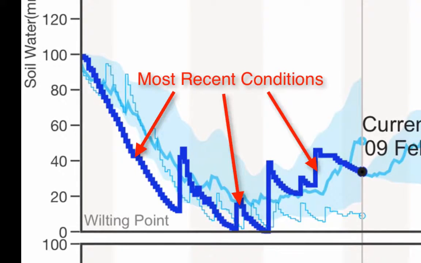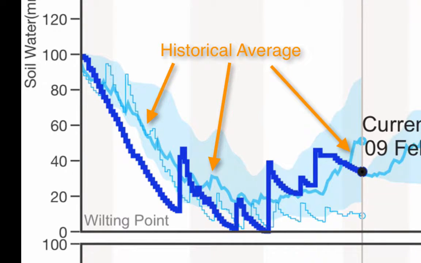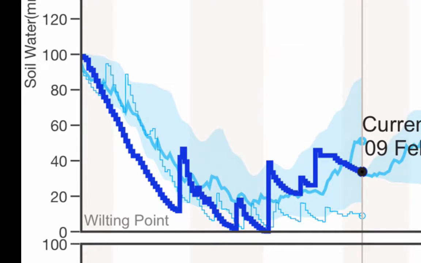The dark blue line in the first plume represents the most recent soil water conditions, so this is what's happened over the last few weeks or months. The lighter blue line represents the average or typical soil water conditions during this period. The actual filled plume areas represent about 2/3 of historical conditions.